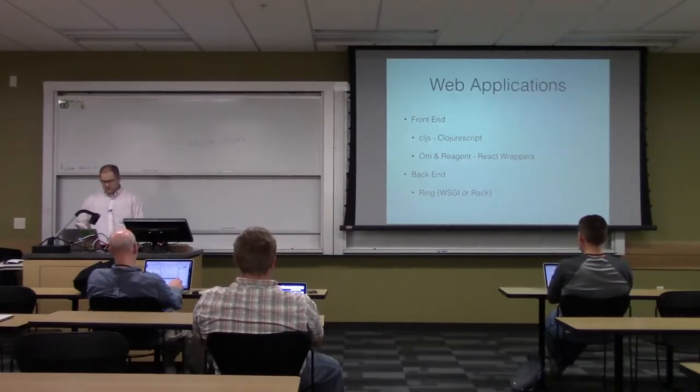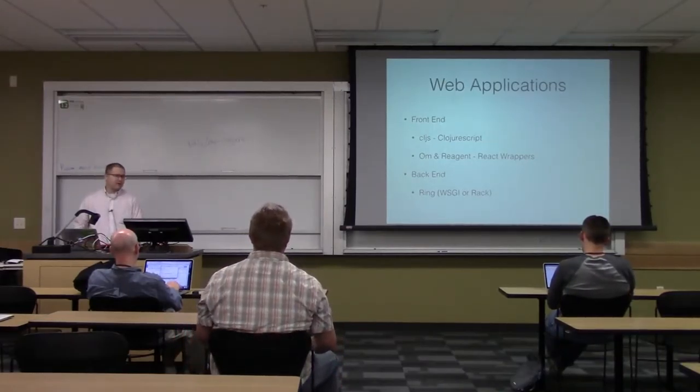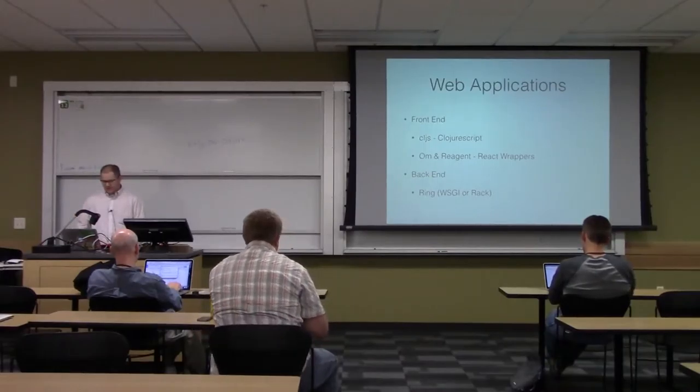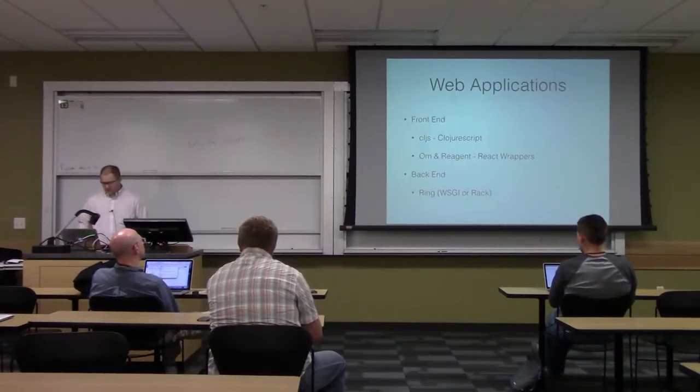So that's cool. That's kind of what people are using for the front end, or just pure JavaScript, if you wanted to build a pure JavaScript front end. And on the back end, there's Ring, which is a lot like WSGI or Rack. And we'll look at something that looks a lot like Python's Flask app. That's the survey, so we're going to go into that.